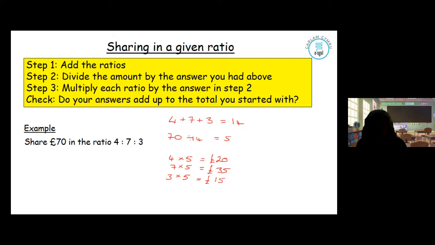I'm going to do a very quick check to see if they add up to £70. So 35 add 5 is 40, add a 10 is 50, add on the 20 is 70. Brilliant, I've got my answer. So the 3 answers are there then as your final step.